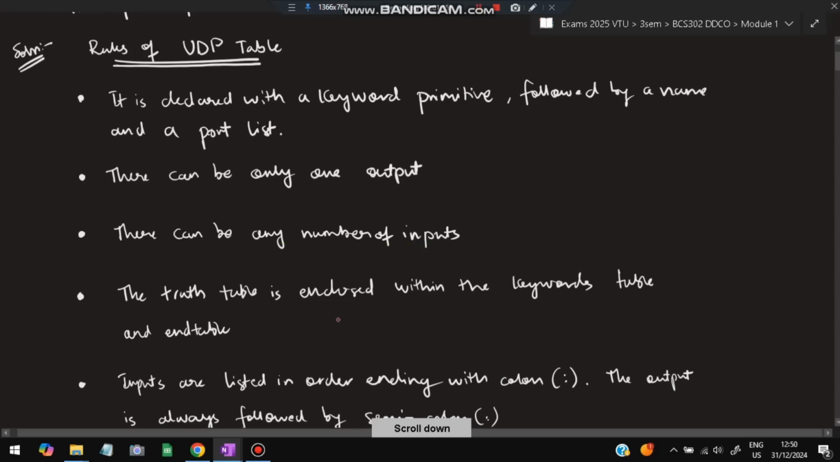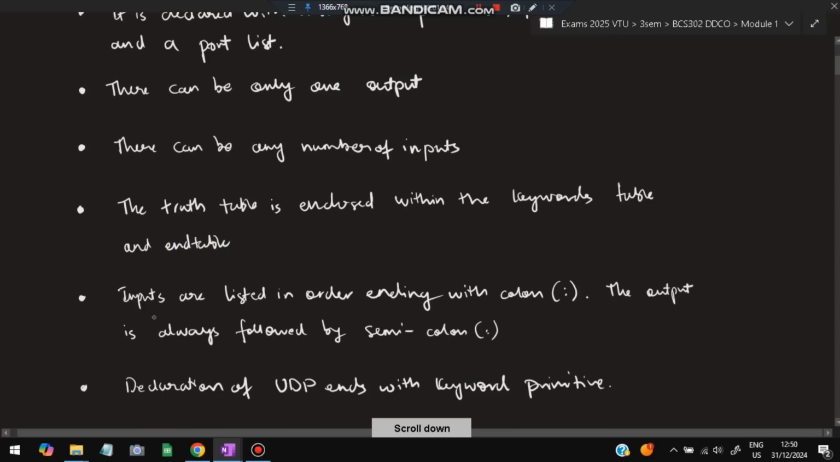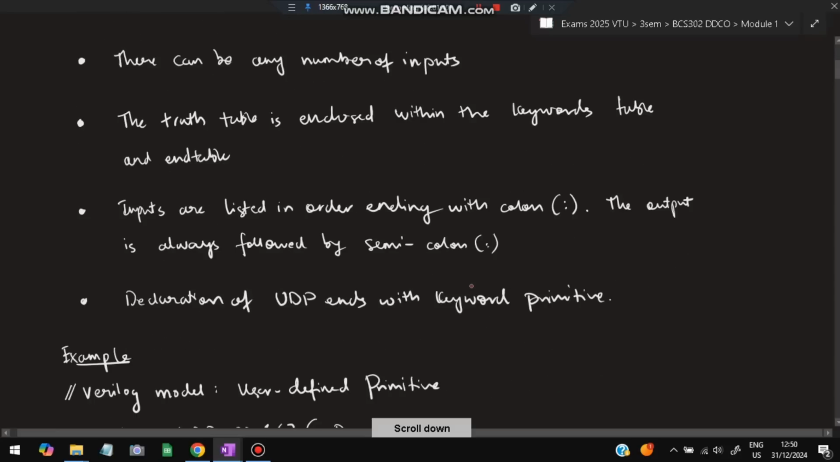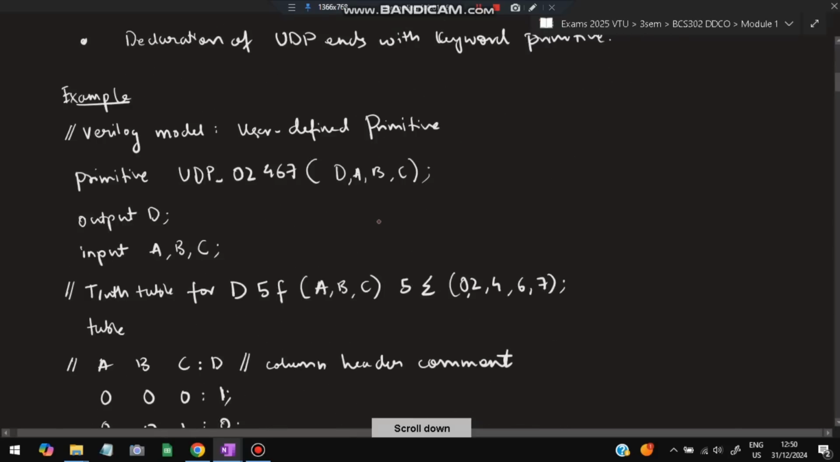The truth table is enclosed within the keywords table and endtable, so the whole truth table comes within them. Inputs are listed in order, separated by a colon, and the output is always followed by a semicolon. The declaration of the UDP ends with the keyword endprimitive. Let's understand this with an example.